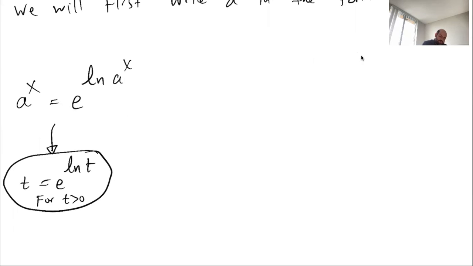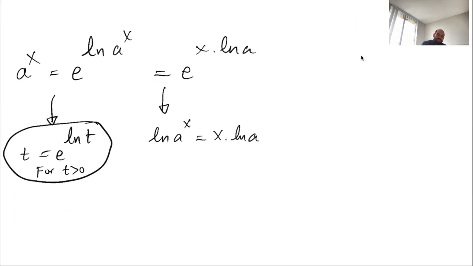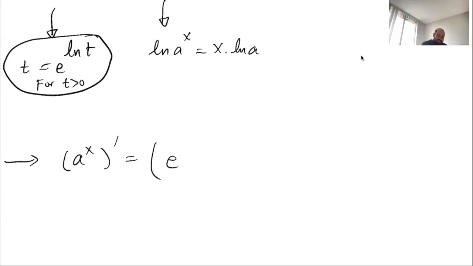So this one, we can write it as e to the power x times ln a, because ln of a to the power x, we can write as x times ln a. Okay, there you are. We wrote a to the power x as e to some power u. What is u here then? u is x times ln a. So what did we want to find? We wanted to find the derivative of a to the power x, which is going to be the derivative of e to the power x times ln a.